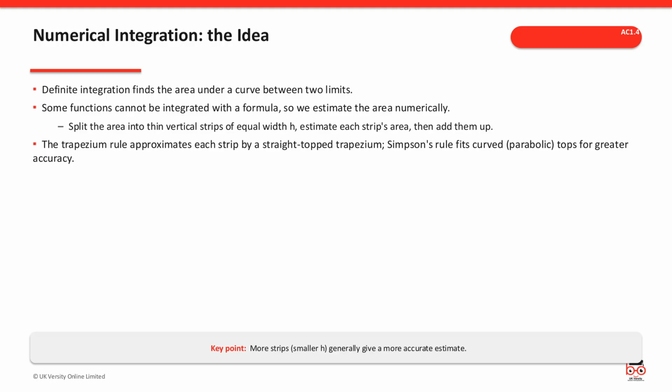Let's switch tracks now, from roots to areas. Definite integration finds the area under a curve between two limits, but some functions just can't be integrated with a formula, so we estimate that area numerically instead. The trick is to slice the region into thin vertical strips of equal width, call it h, work out each strip's area, then add them all up. The trapezium rule gives each strip a straight top, while Simpson's rule fits gently curved tops for extra accuracy. And as a rule of thumb, the more strips you use, the closer you get.